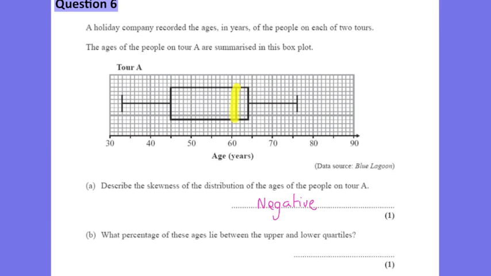We're asked what percentage of these ages lie between the upper and lower quartiles. So between here and here, we have 25%. From here to here, we have another 25%. These quarters split the distribution. Here's 25, next 25, next 25, next 25%. So between the upper and the lower quartile, we have 50% of the distribution. We have a further 25% this side and a further 25% this side.